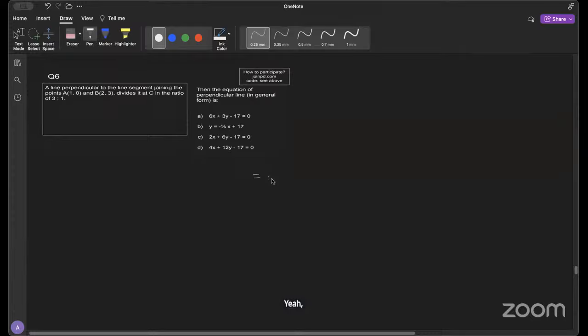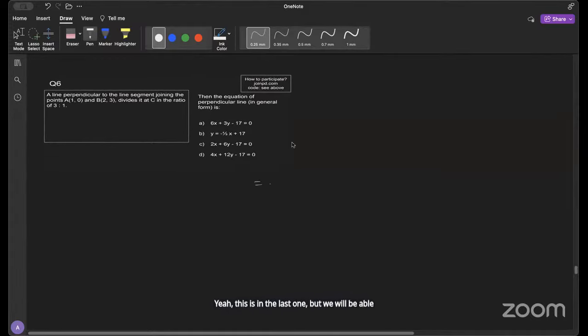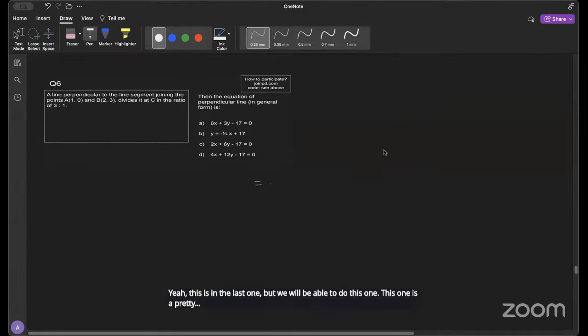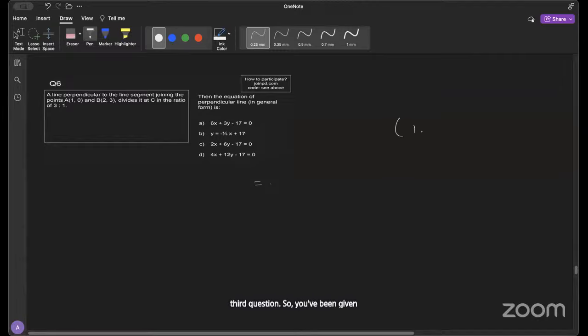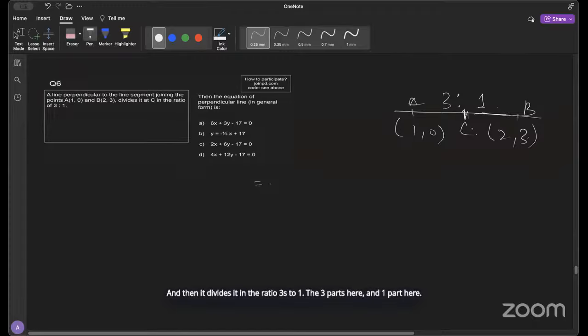Yeah, this isn't the last one, but we will be able to do this one. This one is a pretty short question. So you've been given 2 points, 1,0 and 2,3. This is point A, point B, and there is some point C which divides this line in the ratio. This line doesn't look like this one, it can have a different slope, but for simplicity, let's just take it to be this. And it divides it in the ratio 3:1. So 3 parts here and 1 part here. This is 1 part and these are 3 parts.